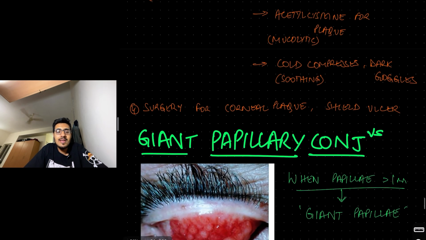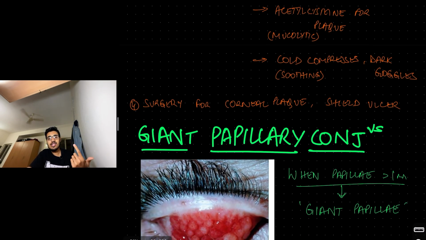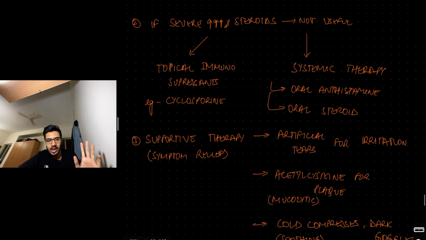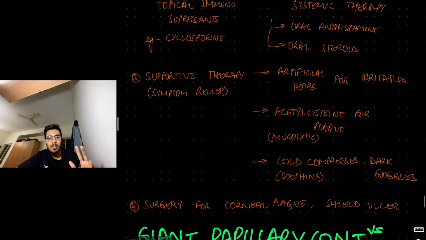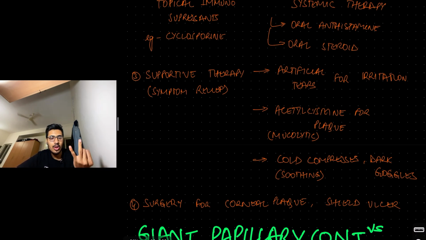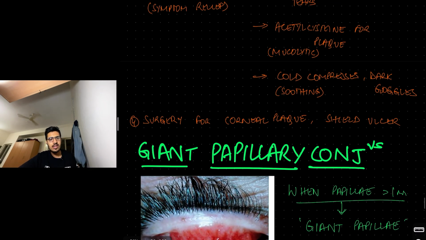But for some things like the corneal plaque as well as the shield ulcer, you can't really do much because you have to do surgical intervention. Medical intervention is not going to work. So that is about the treatment. The main thing you need to remember here is dual action agents, topical steroids, topical mast cell stabilizers, topical agents. Then if severe, either you go to topical immunosuppressants, or if that also doesn't work, go to systemic therapy. Then supportive for symptomatic relief, you have acetylcysteine, artificial tears, dark goggles, cold compresses, etc. And for shield ulcer and plaque, usually you have to go for surgical intervention.